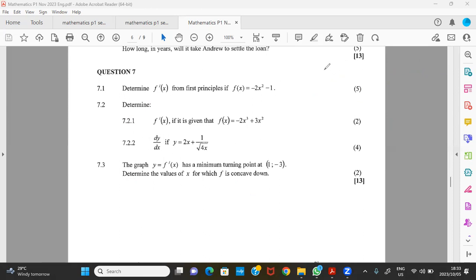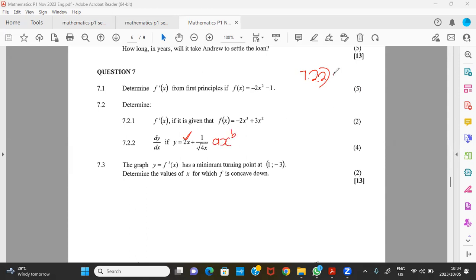So 7.2.2, they say now determine dy over dx if y is equal to 2x plus 1 over root 4x. With a question like this, the first term is in an okay state for us to derive. But the second one is going to be a bit of a problem for us. So what are we going to do? We are going to put it in the form of x to the power of b.